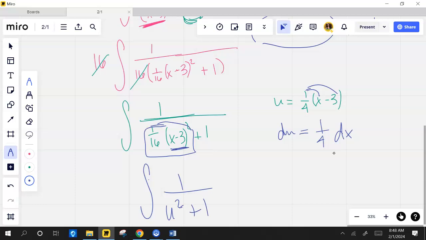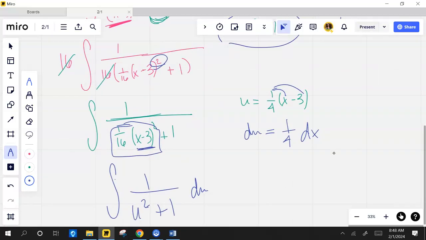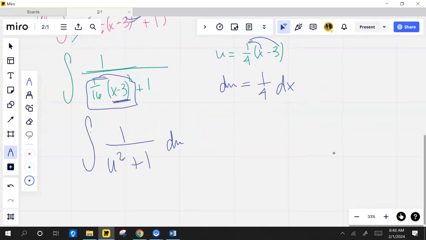If I'm using inverse tan, and because it was squared to start with. This is hard. I know this is hard. Not this hard, no.